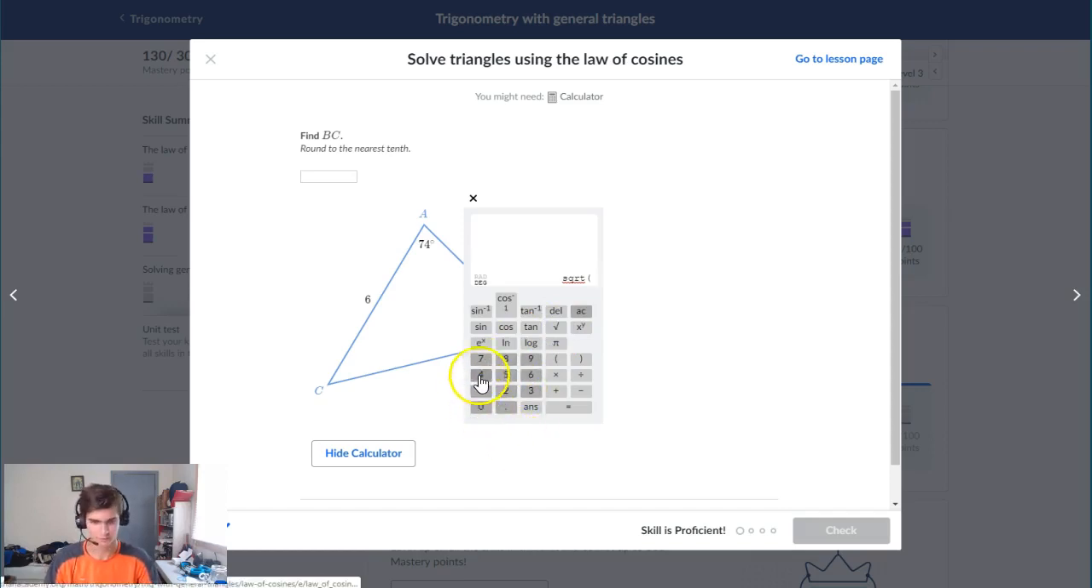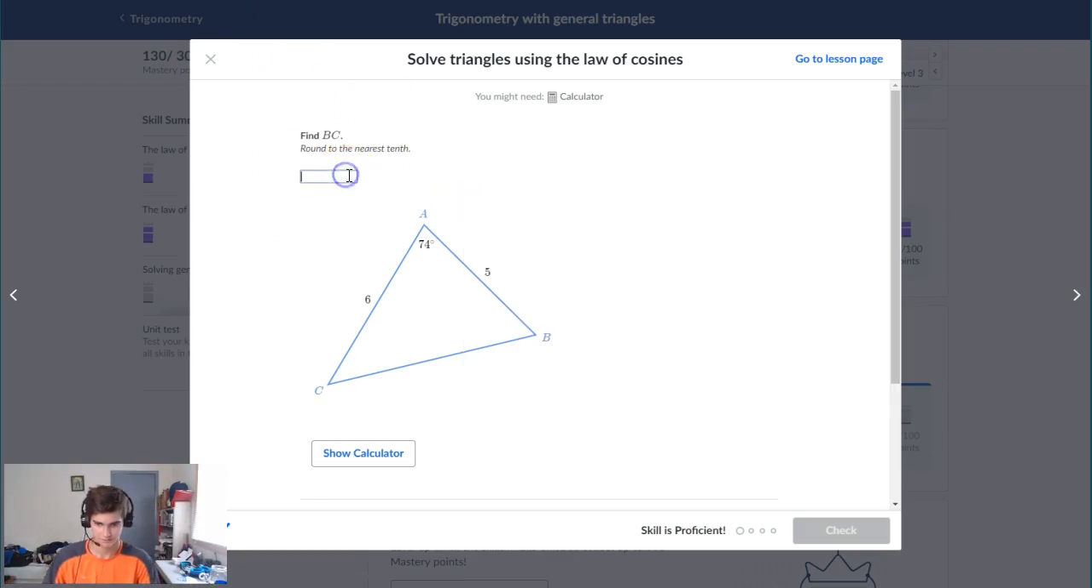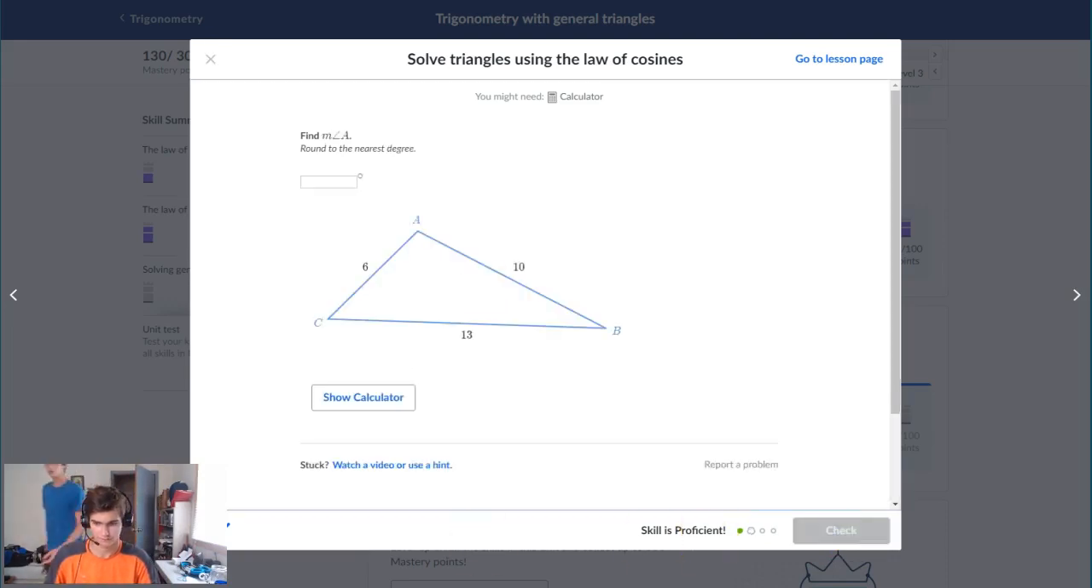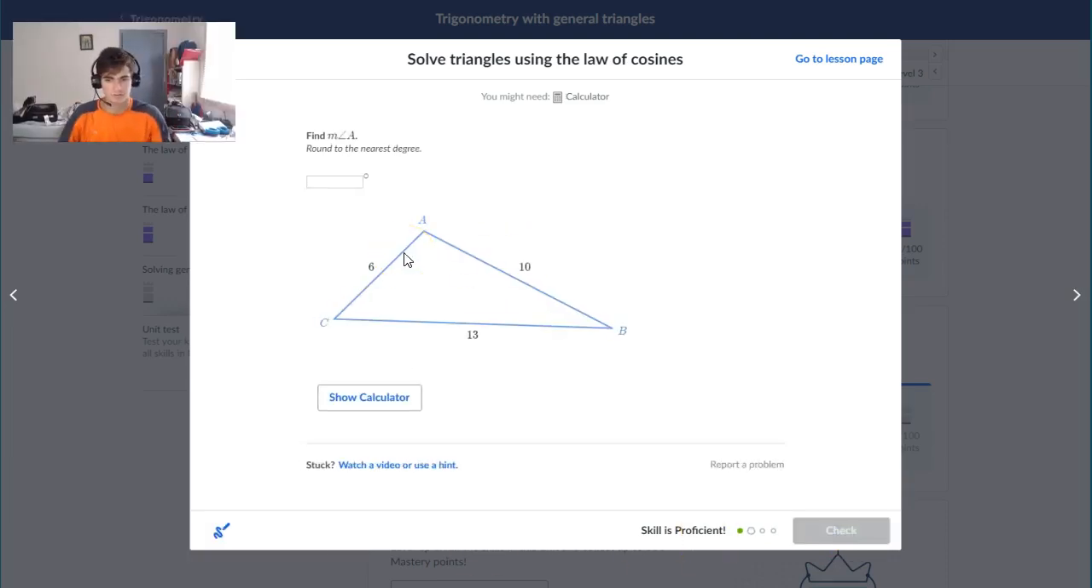44.462 equals 6.6679. So we can round that up to 6.7. So now let's type that in, and there we go. Correct. So we got that question correct, and now it's time to work on a different skill.